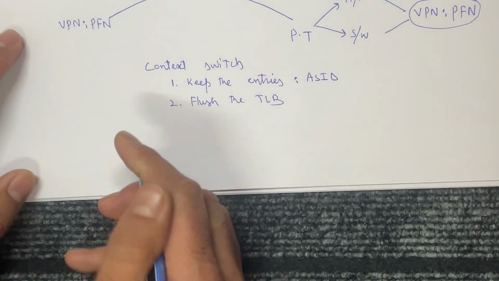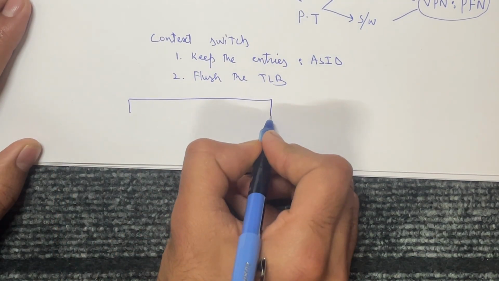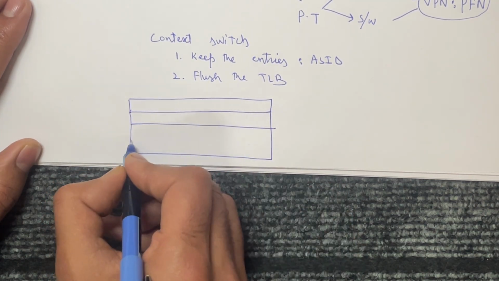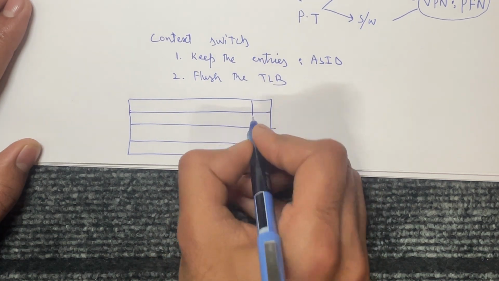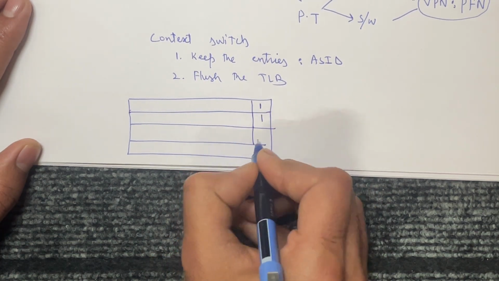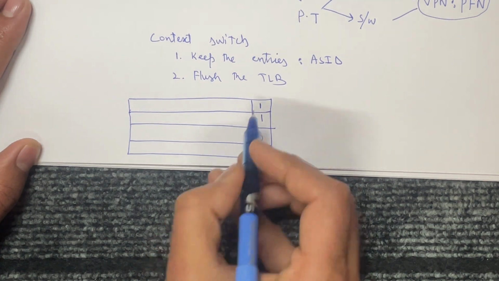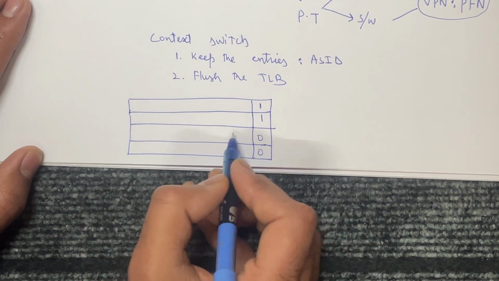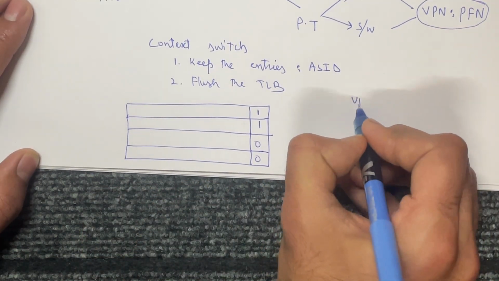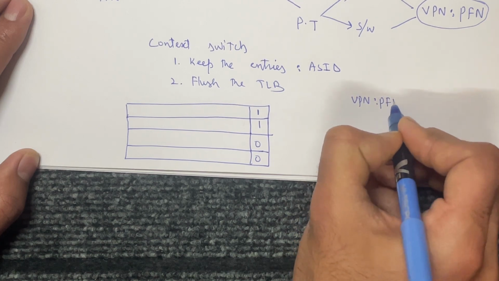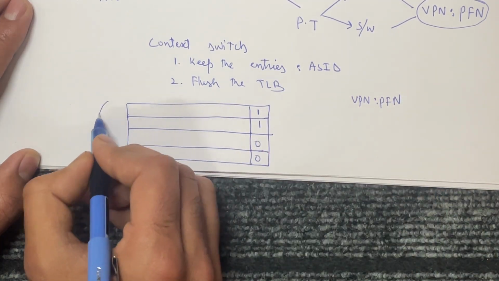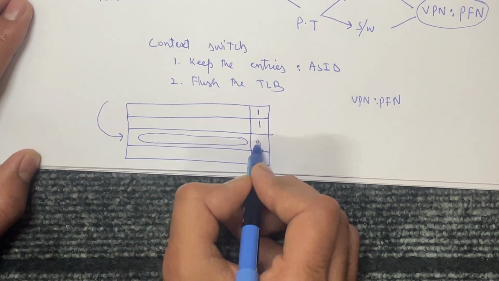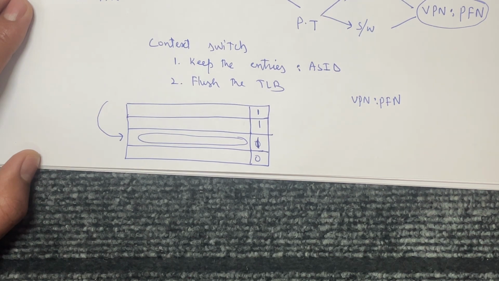Okay. Also, we said that every page table entry will be like this. So let's suppose this is our TLB. So let's say for these two entries, the valid bit is 1, and for these two entries, the valid bit is 0. Valid bit 1 means that these are occupied entries. Valid bit 0 means these are free entries. So that means if there is some VPN to PFN mapping that is to be stored in the TLB, we will find the entry which is available. So let's say this entry is available. We will place this mapping here and we will make its valid bit 1.